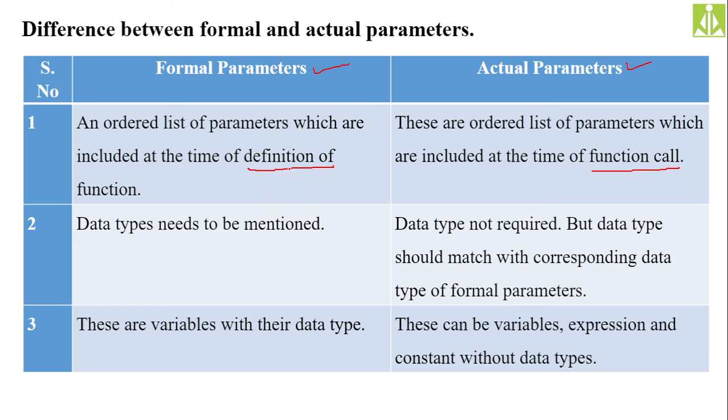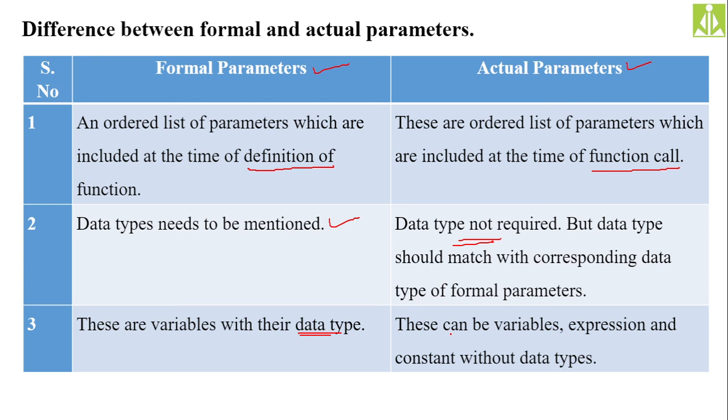For formal parameters, the data type needs to be mentioned, and for actual parameters it is not required. At the time of formal parameters, that is at the time of function definition, data type is required, but at the time of function call, data type is not required. Formal parameters are variables with their data type, so not only the data type but also the variable names you have to specify.